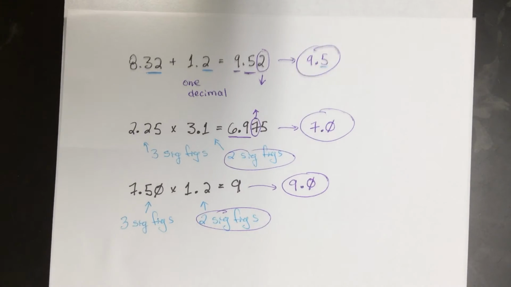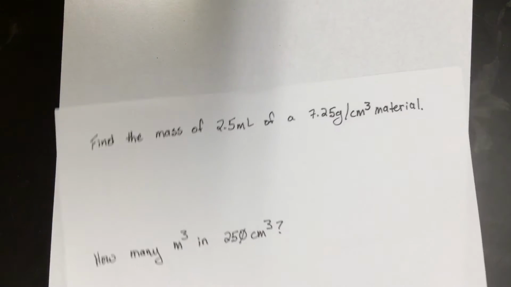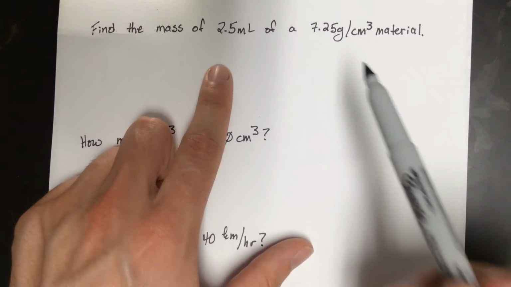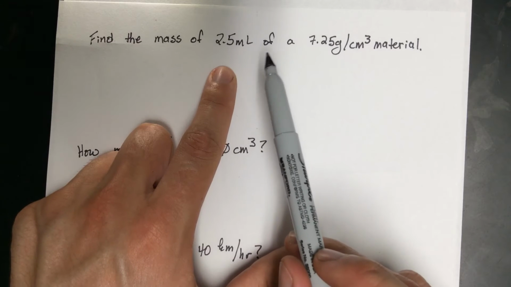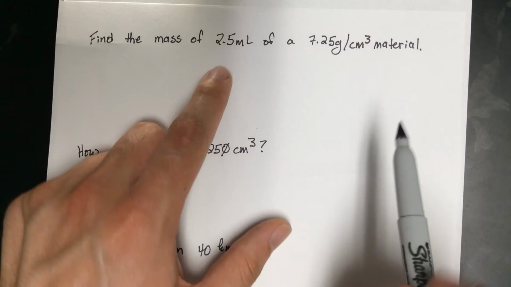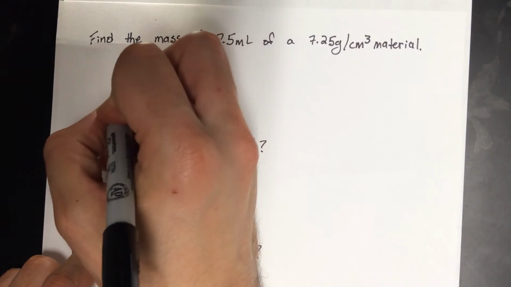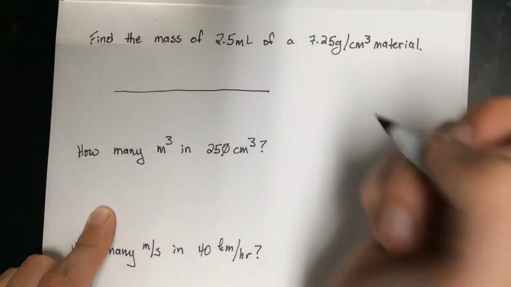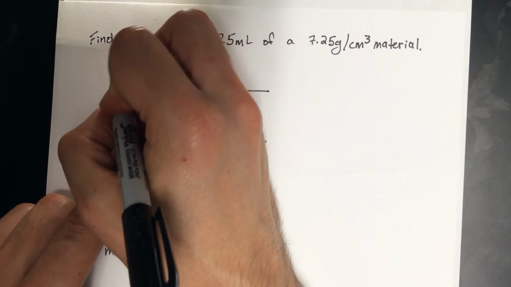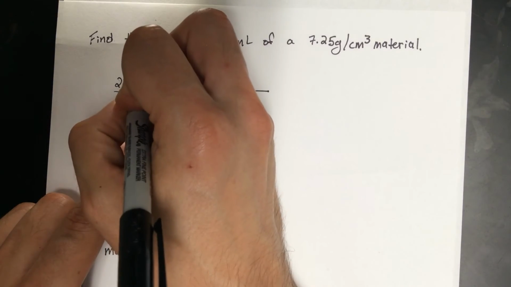Now we're going to look at dimensional analysis. Dimensional analysis is most helpful in multi-step multiplication division problems, and it is generally only used when we are doing multiplication and division. So here's an example problem. We have 2.5 milliliters of a 7.25 gram per centimeter cubed material. We're going to start our work by drawing a large horizontal line and placing the number that is not a ratio in the upper right-hand corner of that line.